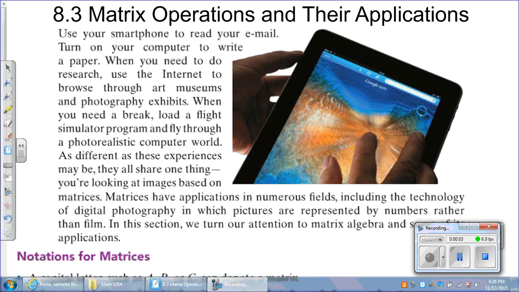This video will cover section 8.3, matrix operations and their applications. And just in case you are wondering why I'm not doing section 8.1, it's because I want to save that for class. It is a little bit more challenging than this one. And also I want to see your faces when you are suffering while you're doing that sorting by hand.